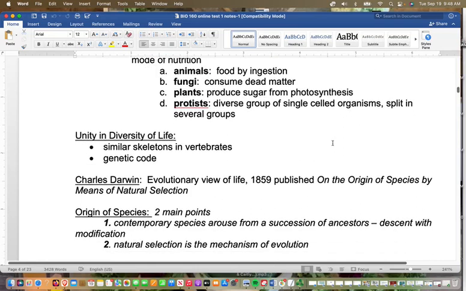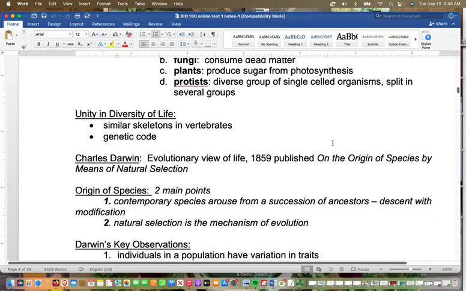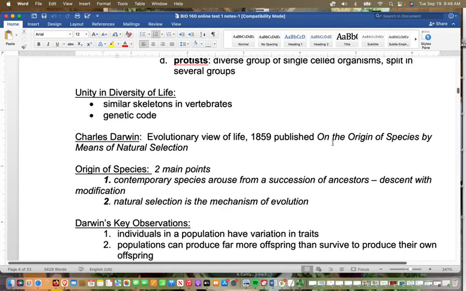So Charles Darwin is the one that is credited with his work on evolution. In 1859, he published On the Origin of Species by Means of Natural Selection. He was not the only one involved with that work. He's just given most of the credit for it. But in his book, he makes 2 main points. The contemporary species arose from the succession of ancestors, so we say descent with modification, and this happened by the mechanism of natural selection.